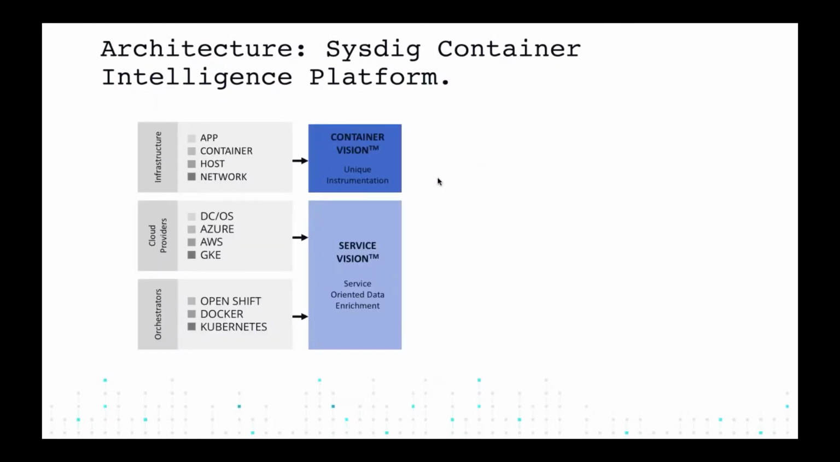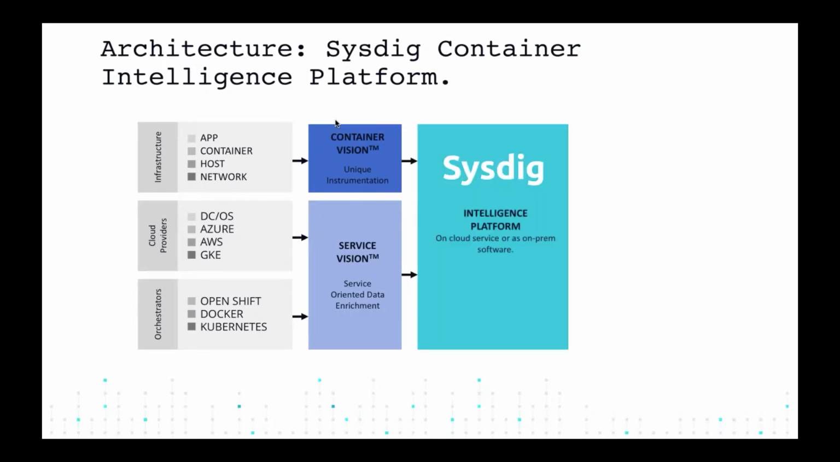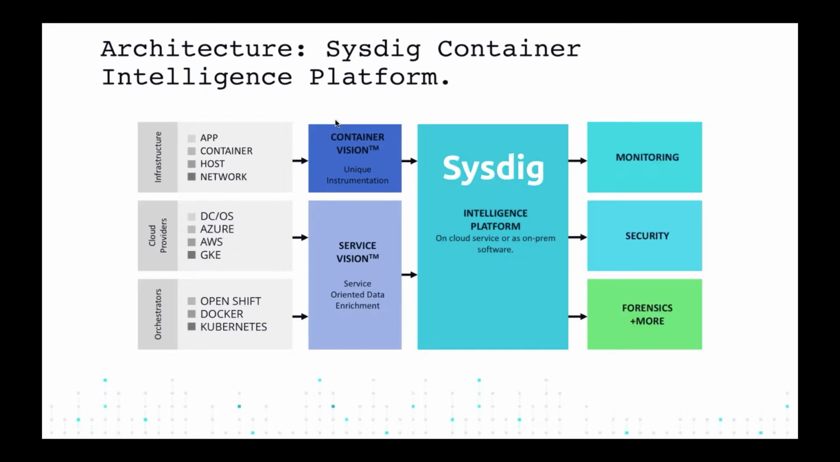So I'm going to talk a little bit about our architecture now. It's built up of two main components. Container vision, which is how we collect data from your infrastructure: what's going on inside the container, your host, your network. And service vision, which is how we hook into your orchestrators and your cloud providers to enrich everything we collect from your hosts with that orchestrator metadata. That all gets sent to our backend, which you can use as a SaaS service, or you can deploy on premise, managed by Kubernetes, managed by OpenShift, or just packaged up in containers. From there, that single agent and that single backend gives you monitoring tooling, security tooling, and forensics tooling, all from that instrumentation point.